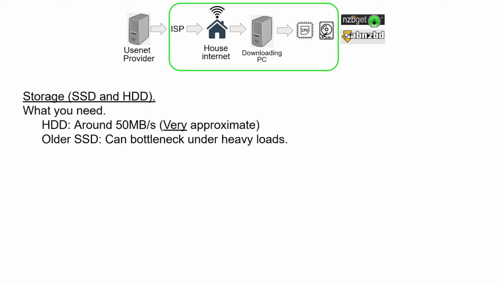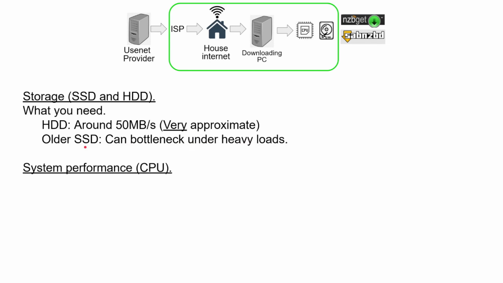The other bottleneck that can happen is older SSDs. I mean SATA SSDs, or the SSDs people tend to put into their old software servers. They can bottleneck under heavy load. What is happening is when you download on Usenet, it downloads many files, and this is the worst kind of workload for an SSD. So this can be a bottleneck. Again, we will test this later on.